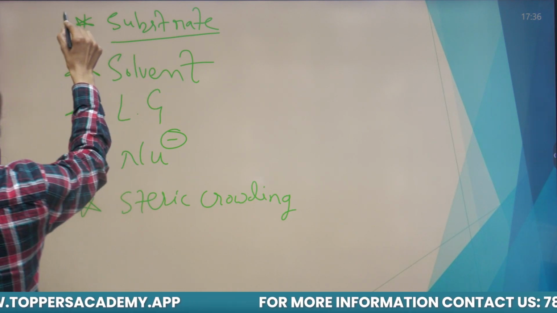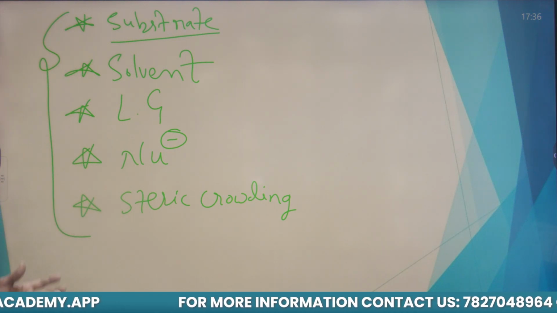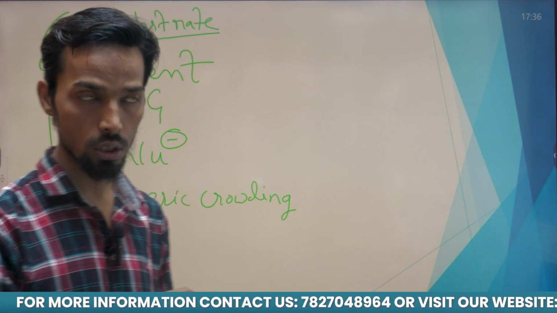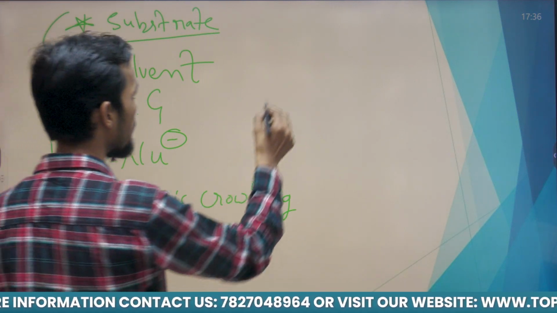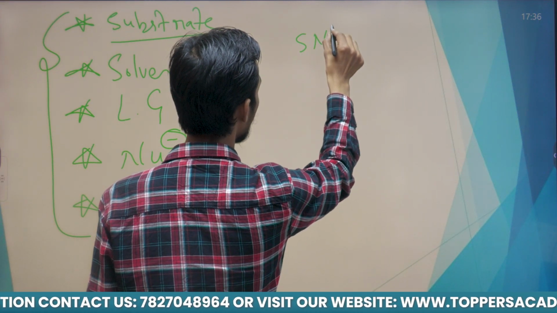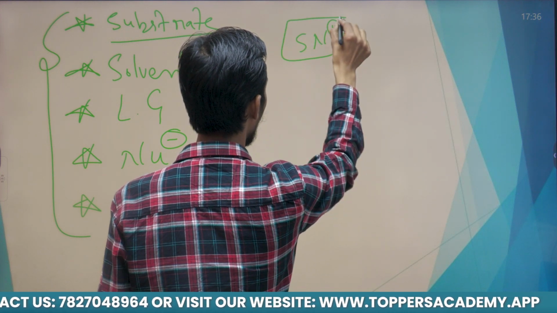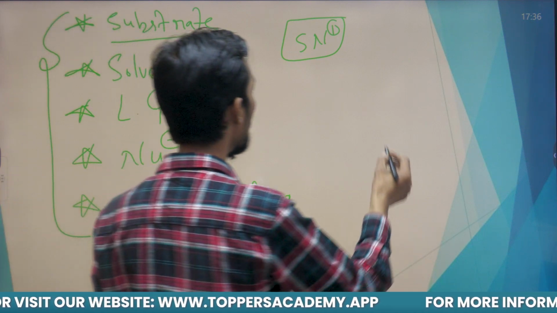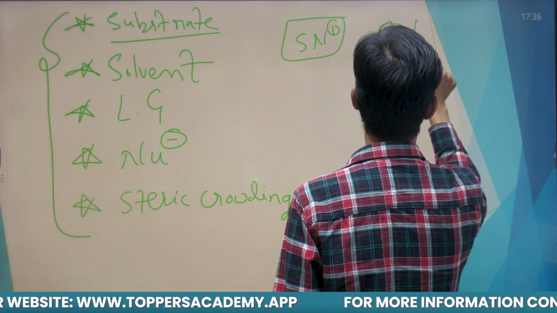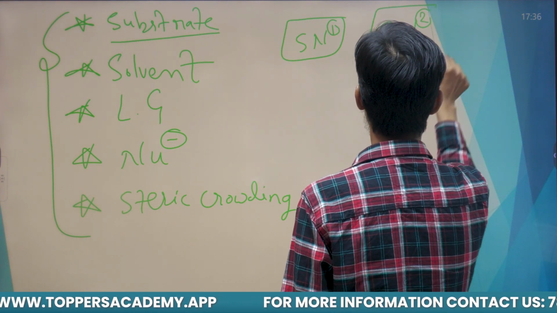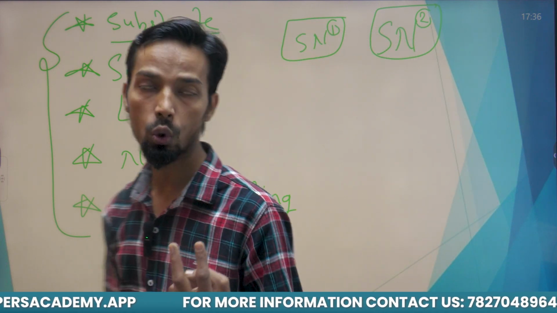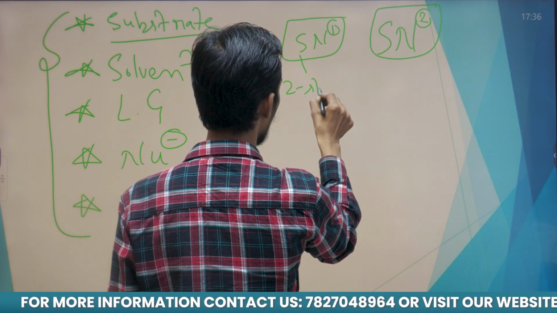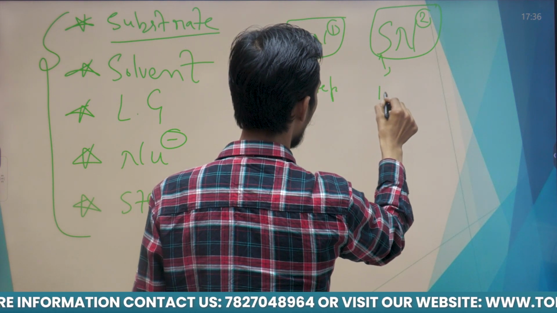So these are various factors on which this reaction depends, and the same factors we will see in the SN2 reaction also. As we have seen, SN1 is a one-step reaction, meaning unimolecular. SN2 we will see in the next lecture; it is a bimolecular, one-step reaction. This is a two-step reaction and that is a one-step reaction.